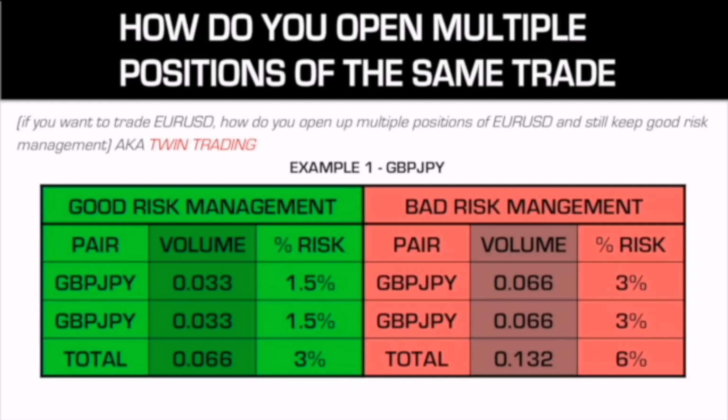So you see how it says GBP, JPY 0.033, 0.033. So that means I'm actually risking 1.5% of my account. Now, if I have 2 of those, I am only risking 3% of my account. That is the good way of doing it.